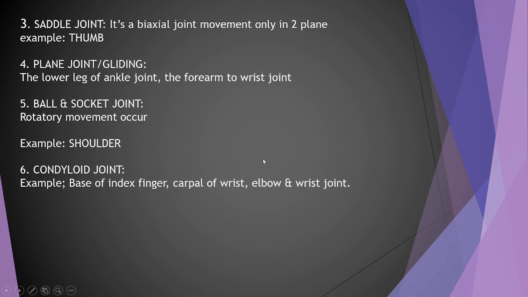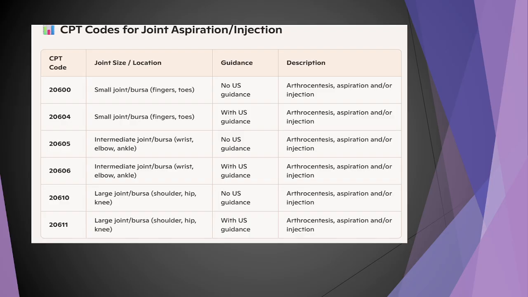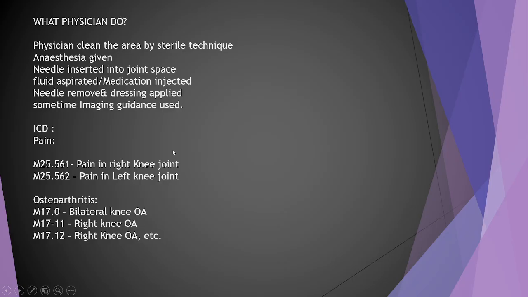So simply, we only looked at the normal anatomical reasoning. Coming to the CPT, what will the physician do in a joint injection? The physician will clean the area where the injection is to be given using sterile technique. Anesthesia will be given and the needle will be inserted into the joint space. Fluid is aspirated or medication injected, the needle is removed, a dressing is applied, and sometimes imaging guidance is also used.